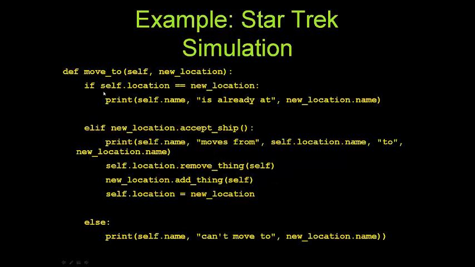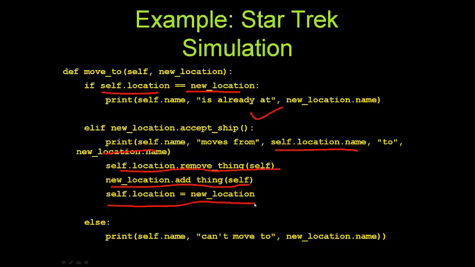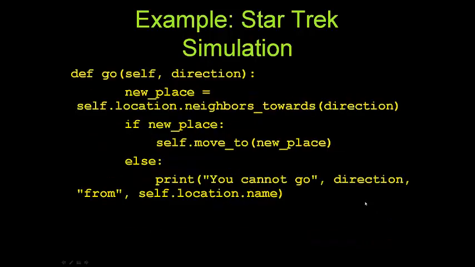So move to: if you're already at a new location, then you don't do anything. Otherwise, you print move from the current location to the new location. You remove yourself from the current location, you add yourself to the new location, and you set your location to the new location. Otherwise, you cannot move.